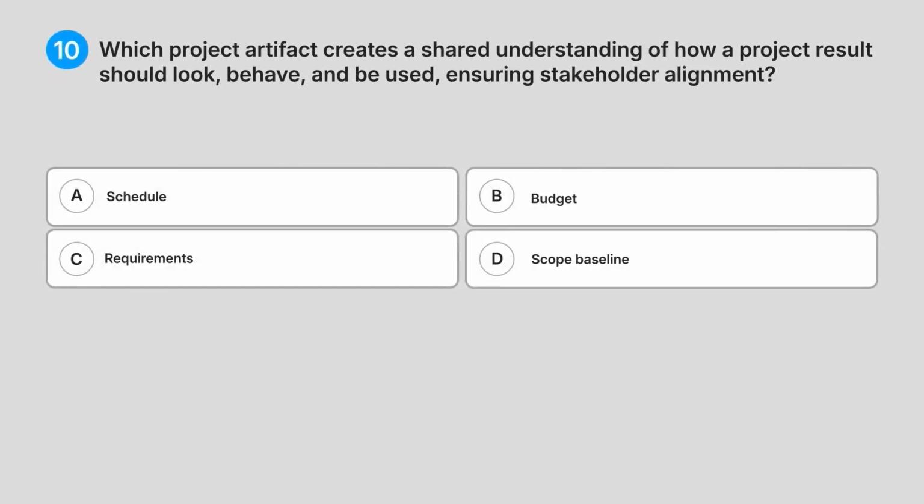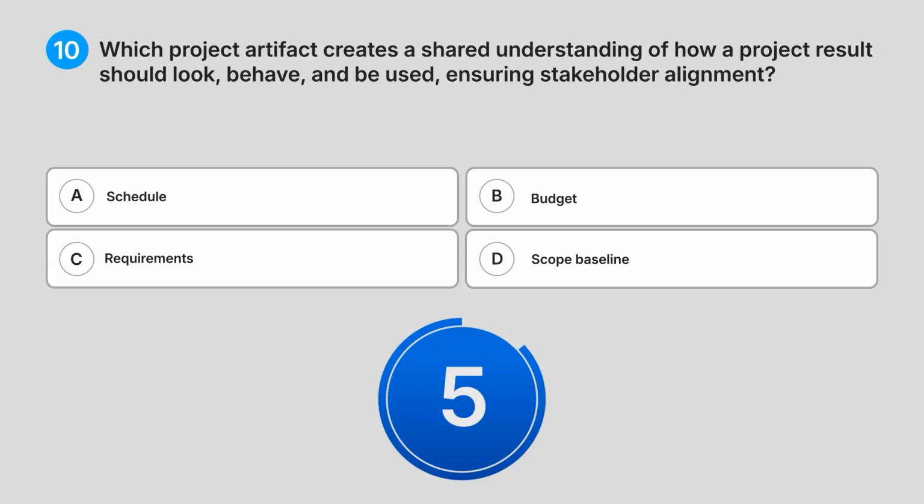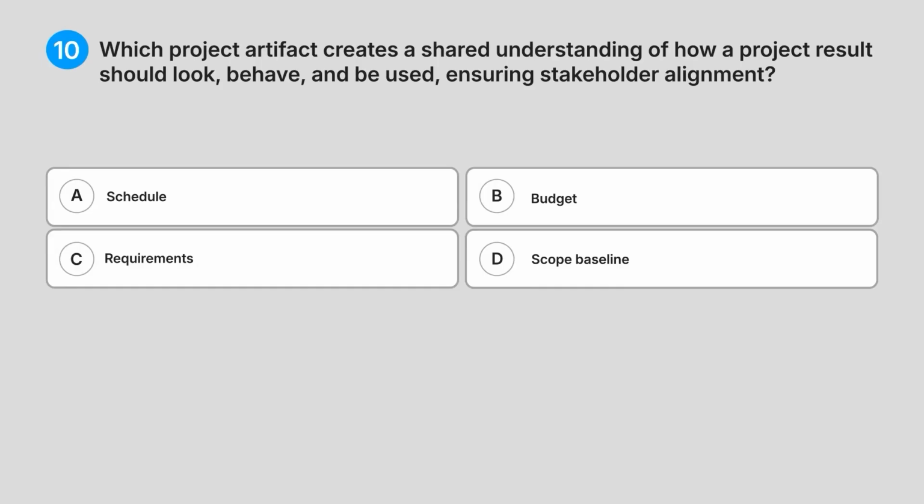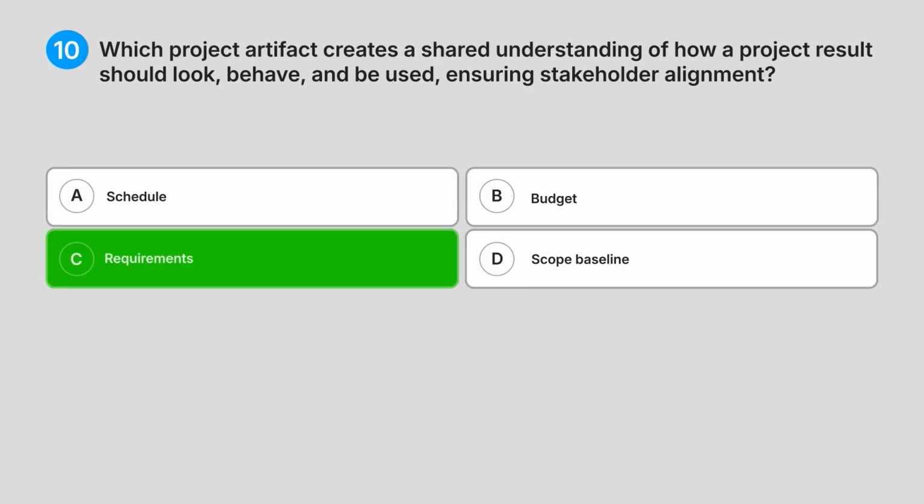10. Which project artifact creates a shared understanding of how a project result should look, behave, and be used, ensuring stakeholder alignment? A. Schedule. B. Budget. C. Requirements. D. Scope baseline. Do you know the answer? Correct answer, C. Requirements.